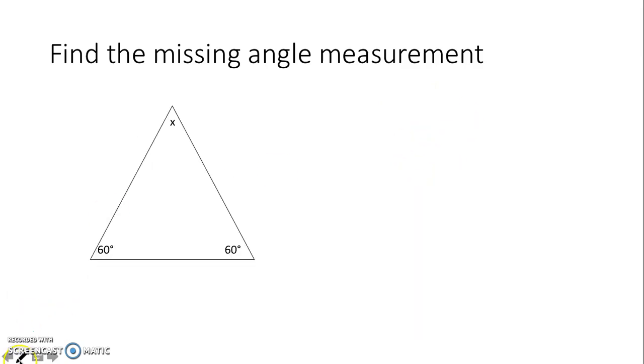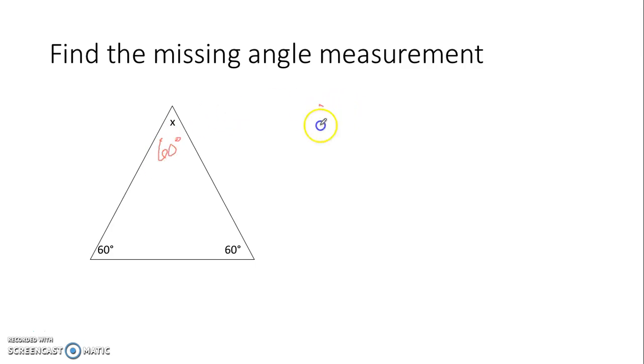All right, let's take a look at this one. So you should notice right away that we have two angles that are 60 degrees. And if you think back earlier into our notes, we know that a triangle that has angles that are 60 degrees is going to be an equilateral triangle. So we don't even have to do any math on this one. We know that the missing angle is 60 degrees.